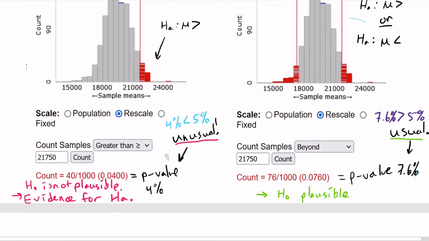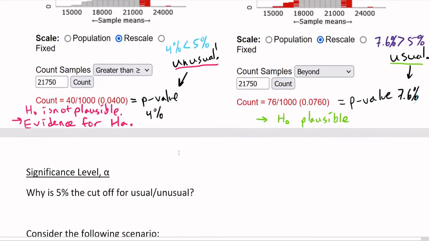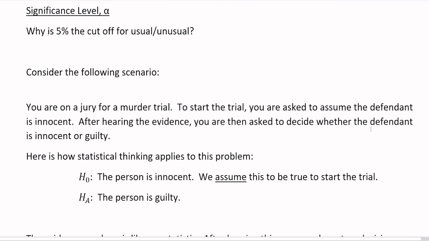So then the next thing on this is the significance level alpha. What did we assume right at the end of the problem here? Usual, unusual, we were comparing to 5%. So the idea of the significance level is, why are we using 5%? Can I use something different? The answer to can I use something different is yes. That number of a cutoff you want to use differently, that's alpha, the significance level.